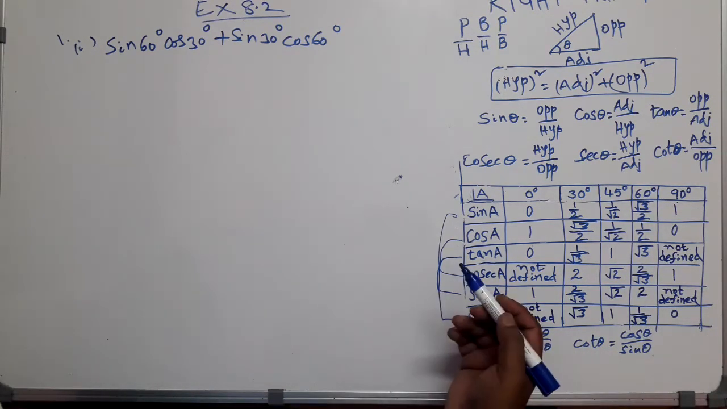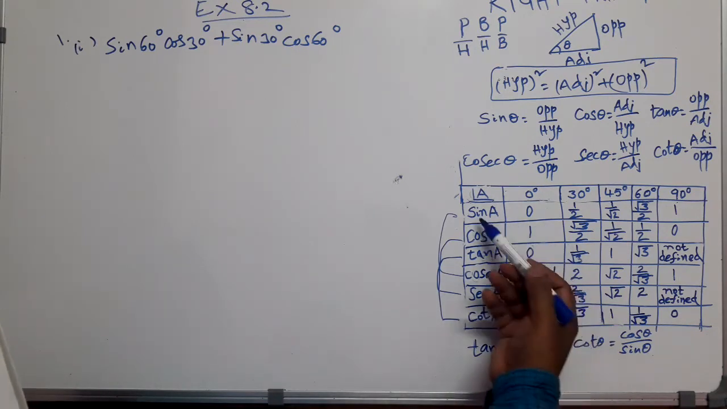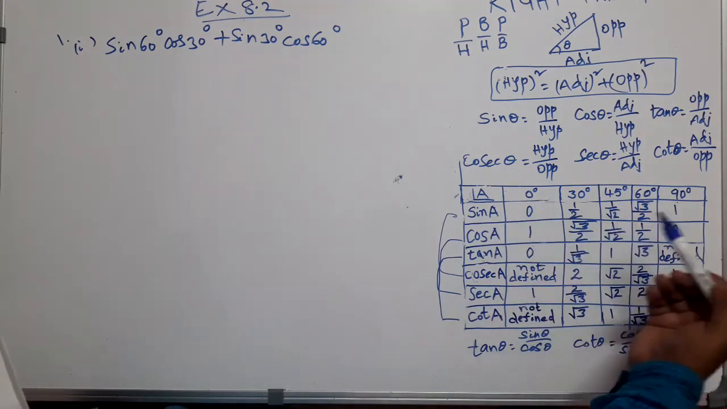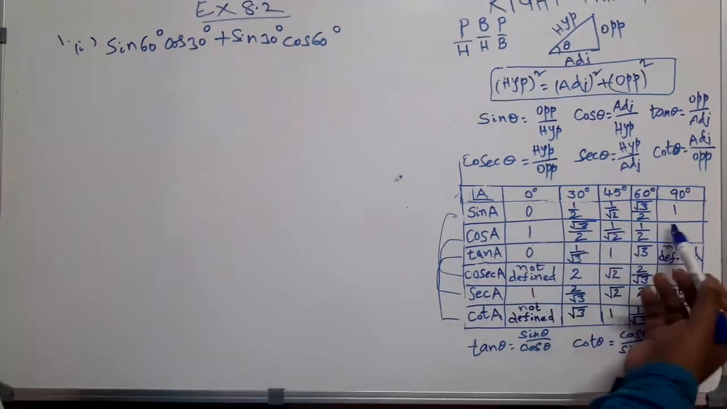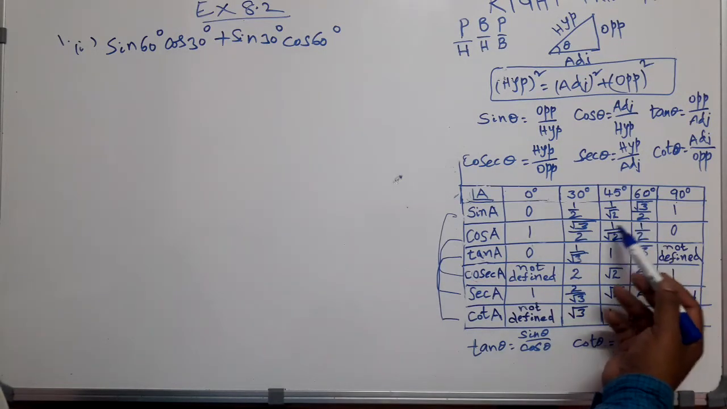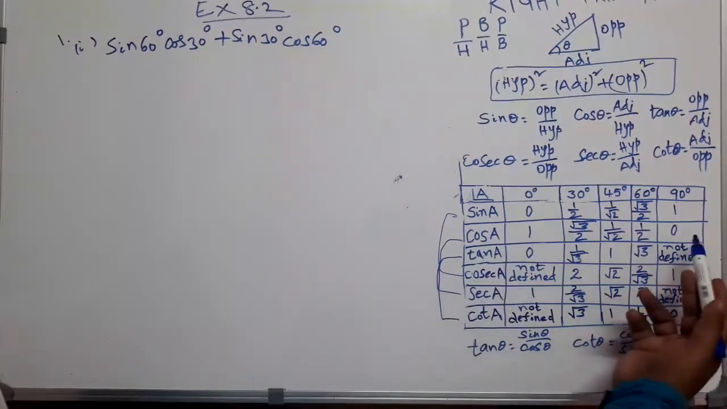You also can observe the values of sin theta. From 0 to 1 they are increasing. See, 1 by 2 is greater than this. 1 by root 2 is greater than this. Root 3 by 2 is greater than this. 1 is greater than this. In the same way, cos values from 1 to 0 are decreasing.